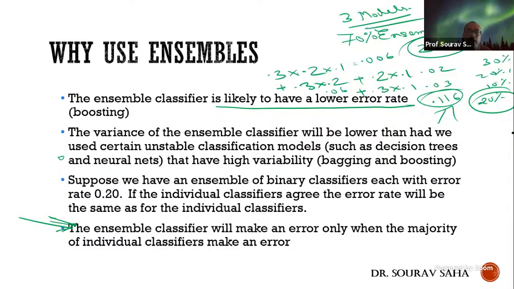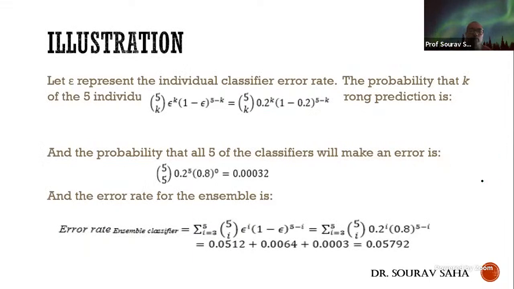In fact, I can show you the same thing mathematically also. It uses something called the binomial theorem. Let's not go into the details, but again, you will find that if I use an ensemble, the error rate of the ensemble will be much lower compared to the base models. It can be shown mathematically.